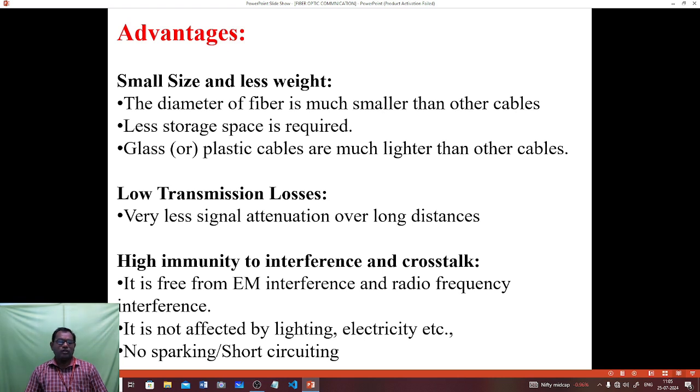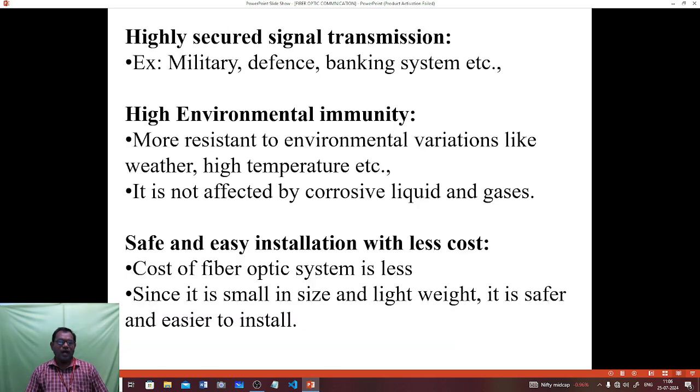There is also high immunity to interference and crosstalk. It is free from electromagnetic interference and radio frequency interference. It is not affected by lightning, electricity, etc. No sparking, no short circuit. Signal transmission is highly secured, used for military applications, defense, banking systems, etc. Optical fiber also has high environmental immunity, with more resistance to environmental variations like weather and high temperature. It is not affected by corrosive liquids and gases.